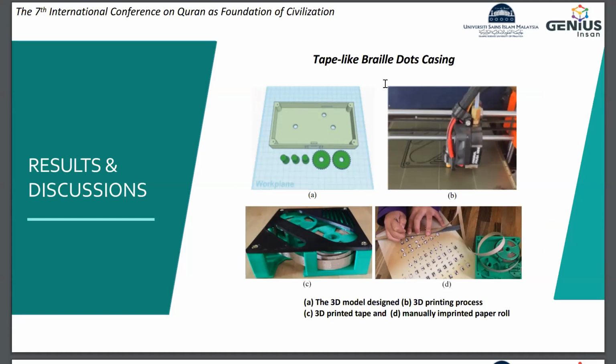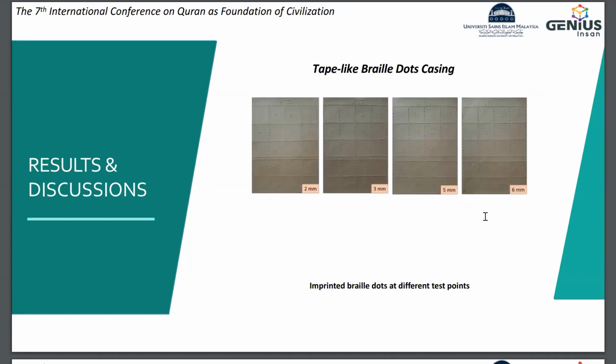consists of gears that were used to rotate the imprinted hijaiyah braille dots on a paper roll, which was manually inserted into the 3D model. And at the figure D, the imprinted paper with different distance of the braille dots of 2 mm, 3 mm, 5 mm, and 6 mm. The distance were chosen after the finger sensitivity test. Results were analyzed as in the figure.